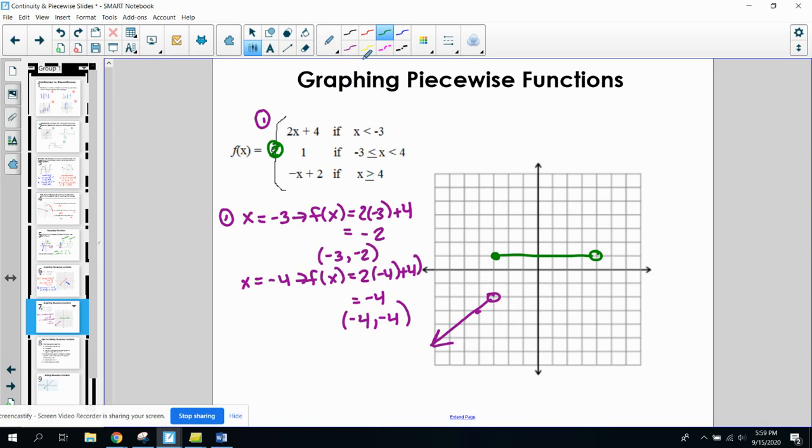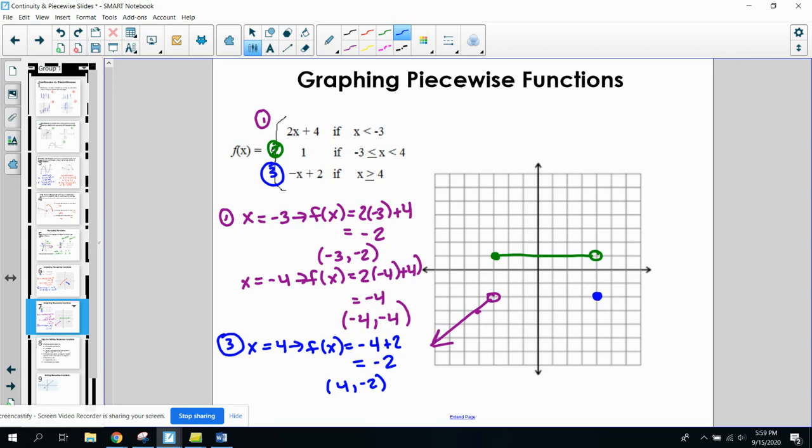And then our last function, equation number 3 over here, again, has that one endpoint. So I'm going to plug that in. So I'm going to use equation 3 over here. So x, we're going to say, is 4. So I'm going to plug that in and say f of x is equal to negative x, so negative 4 plus 2, which is equal to negative 2. So the point I'm going to use is 4, negative 2, and it includes it. So here's 4, negative 2, closed circle.